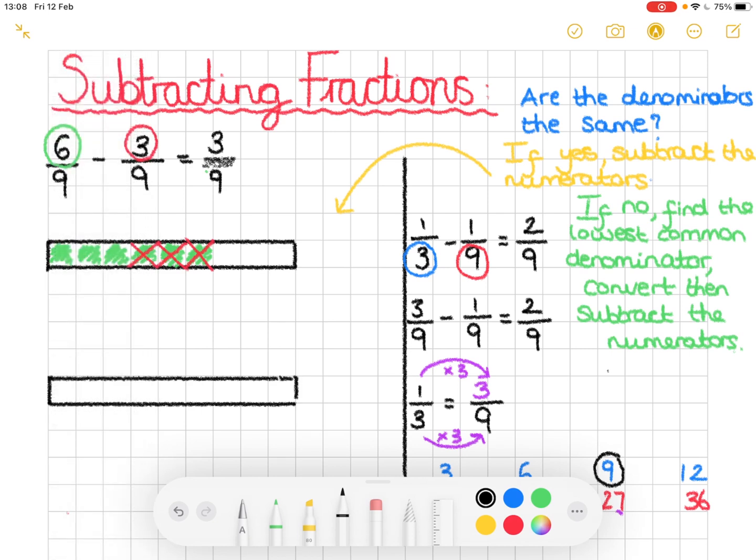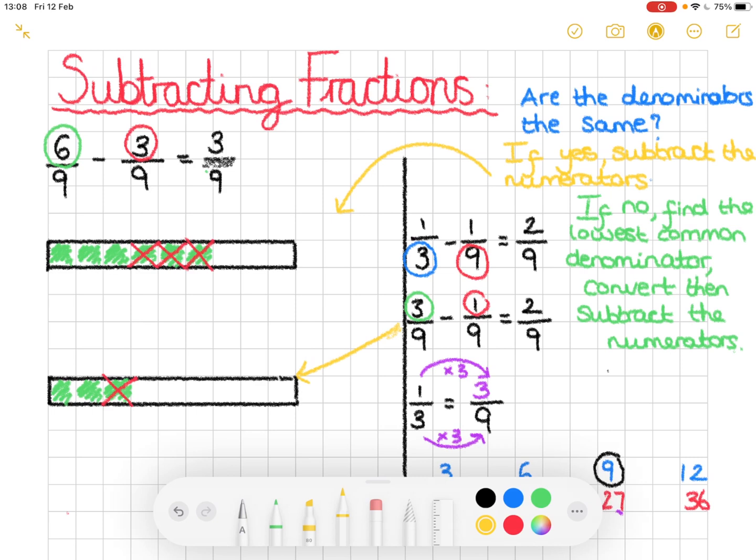Okay, right, 9 squares in total, because 9 is my denominator. My largest fraction was 3/9, so I will shade 3. Shade 1, 2, 3, and we are subtracting, we're taking away 1/9, and that leaves us with 2/9. Okay, and I will just join up that model to those fractions.